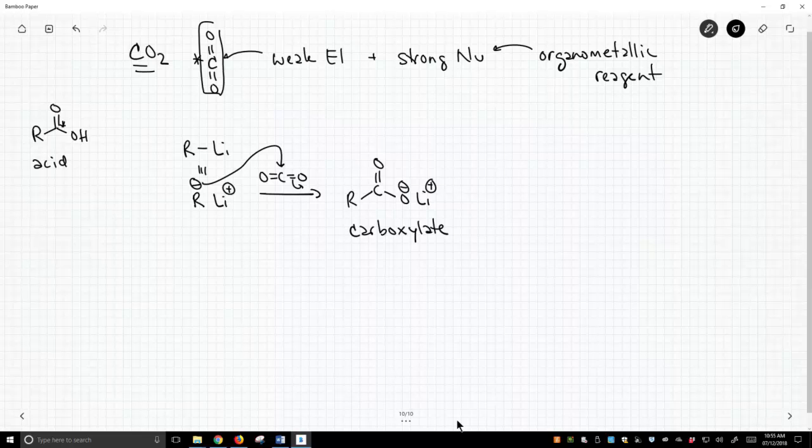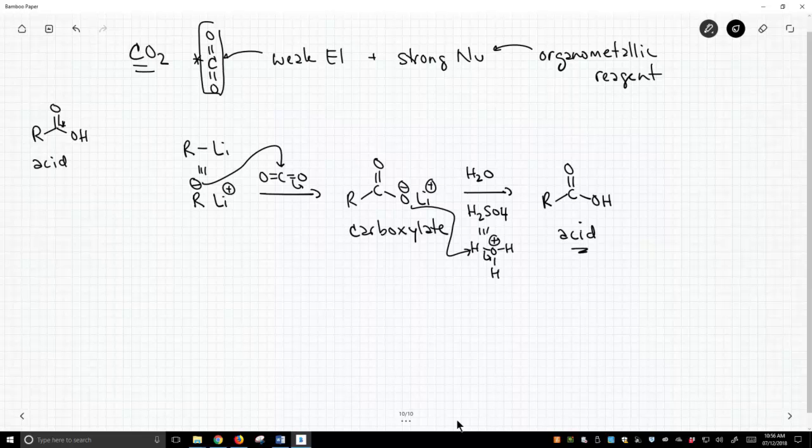So the carboxylate, what do we do with this? Well, we're going to have to treat this with acid. We're going to have to neutralize it to get our carboxylic acid. And so we can treat it with something like sulfuric acid and water. You could just as easily use HCl and water. But both those reagents are going to make H3O+. We can protonate our carboxylate, and we will get a carboxylic acid.